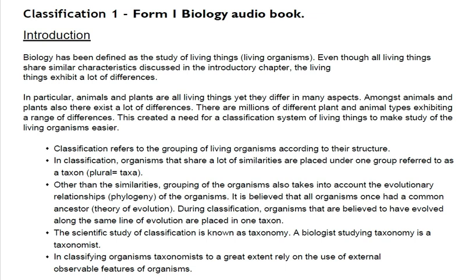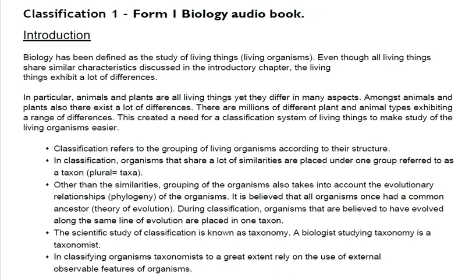There are millions of different plant and animal types exhibiting a range of differences. This created a need for a classification system of living things to make study of the living organisms easier. Classification refers to the grouping of living organisms according to their structure. In classification, organisms that share a lot of similarities are placed under one group referred to as a taxon, plural taxa.